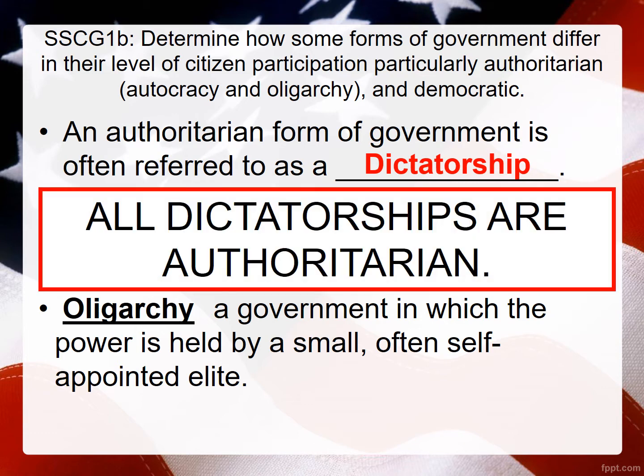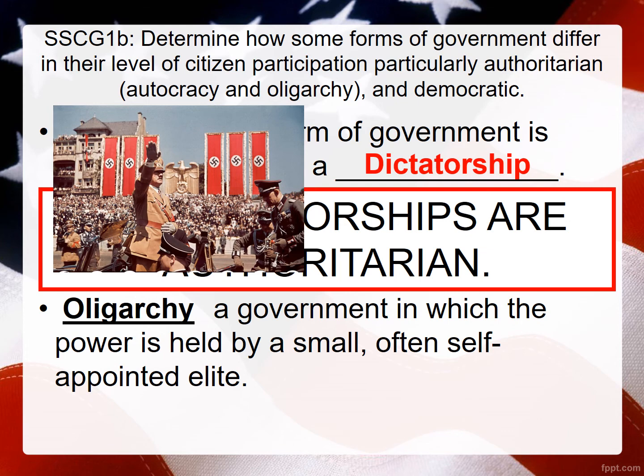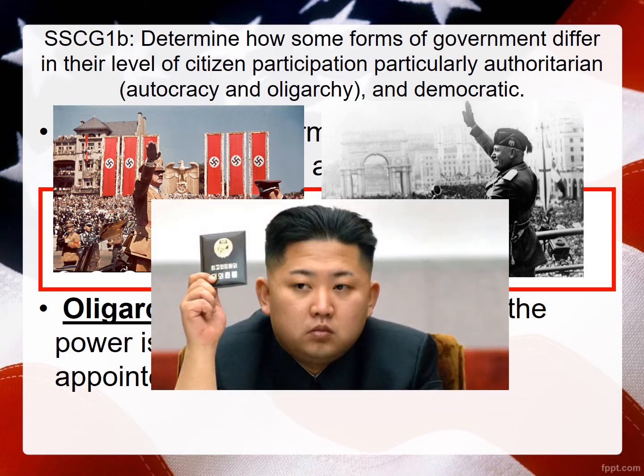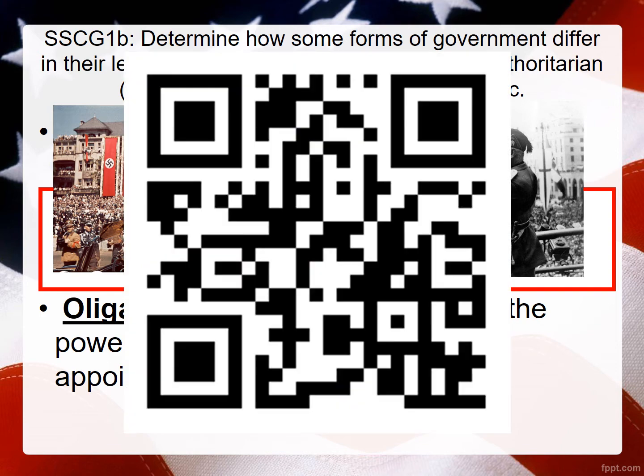Now, one thing to remember, all dictatorships are authoritarian, just like we said earlier. So let's look at some examples, and these should be very obvious. One, Hitler in Nazi Germany. Another dictator was Mussolini in Italy. If you remember back from U.S. history and world history, they were part of the Axis powers in World War II. Now, an authoritarian government that is happening right now, present day, is in North Korea. That is a picture of Kim Jong-un. So he is a dictator. All those three are just examples of dictatorships and authoritarian types of governments.